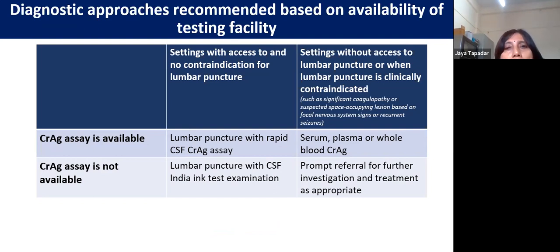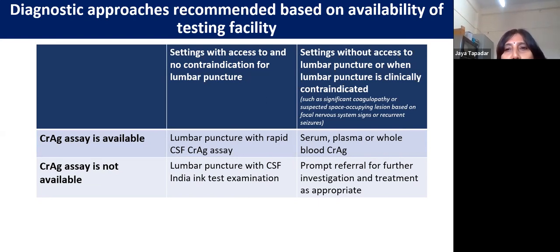So what will happen? See, everybody does not have the same facility as BHU. So there are certain settings where, if you can have lumbar puncture, well and good. You do that, take out the CSF and send for CSF cryptococcal antigen assay. Or if you don't have the cryptococcal antigen assay, you can take the CSF and send it for India ink staining. It is not as good as cryptococcal antigen, but it has a sensitivity of around 65 to 85%. So that is also a good way of diagnosing.